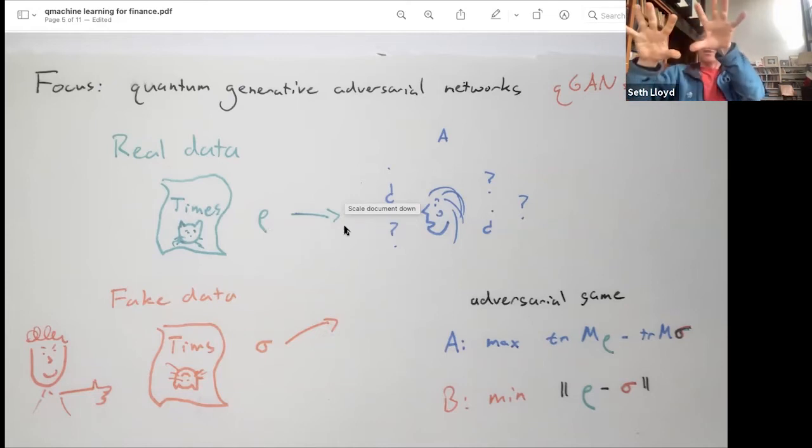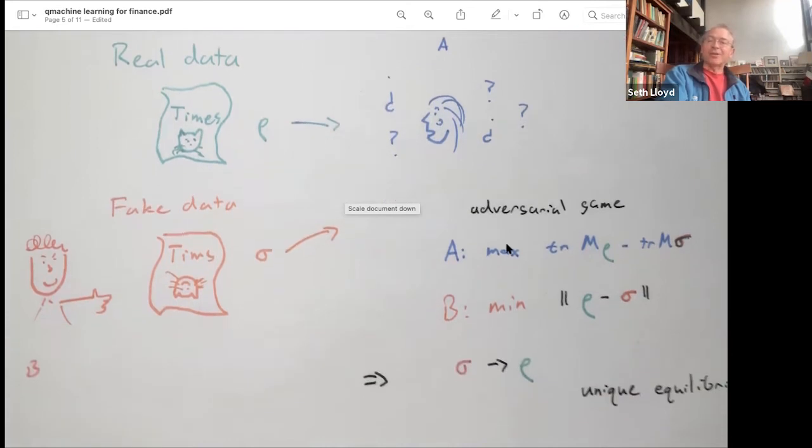And then Alice fixes her measurement, and then it's Bob's turn to try to fool her by generating fake data that will fool the measurement that was really good at distinguishing between the real and fake data before. And so now he gets better and better at generating the fake data. So you see it's an adversarial game, where I've just phrased this in quantum mechanical terms.